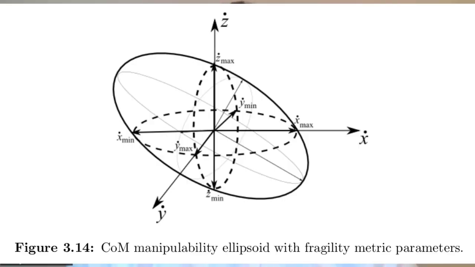Fragility metric zeta is equal to the maximum of the absolute values of z dot max and z dot min divided by the minimum of the absolute values of x dot max and x dot min, and the minimum of the absolute values of y dot max and y dot min. That's a mouthful. Here, z dot min and z dot max are the minimum and maximum values of center of mass vertical speed at zero horizontal center of mass velocity. X dot min and x dot max are minimum and maximum values of center of mass speed in the x direction at zero vertical center of mass velocity. And y dot min and y dot max are the minimum and maximum values of center of mass speed in the y direction at zero vertical center of mass velocity. We illustrate these values in this figure.